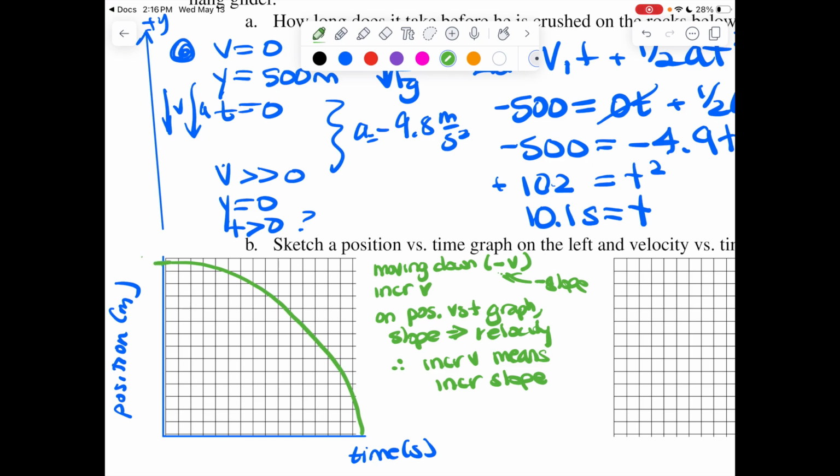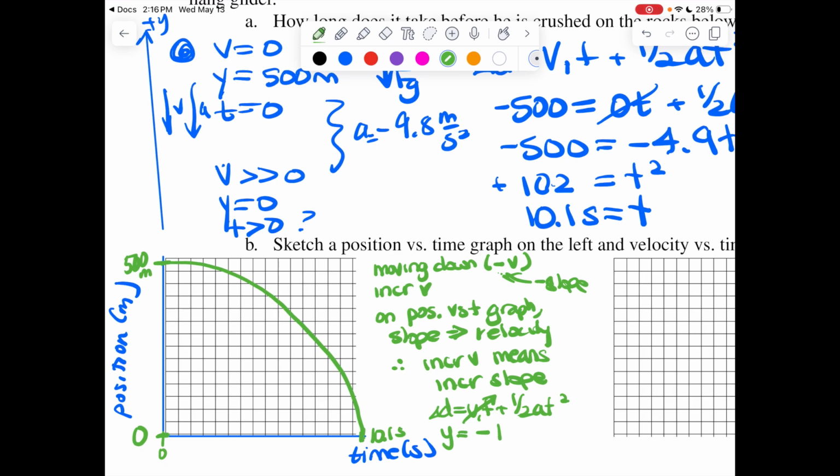So we still have a negative slope, which is why I drew it like that. We still say on a position versus time graph, the slope is velocity. Increasing velocity means increasing slope. We still have the same equation of the trend line because acceleration is not changing. And initial velocity is still 0, so there is no term in the beginning. This is still 0. Now, if I threw the ball down, then I'd have another term, but I don't.